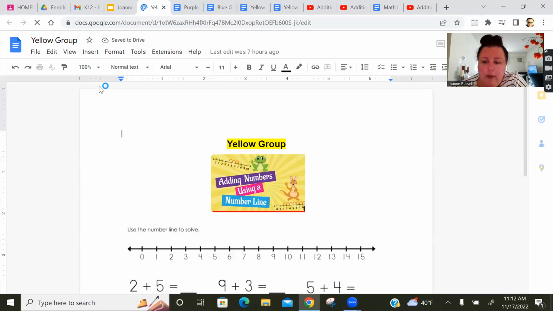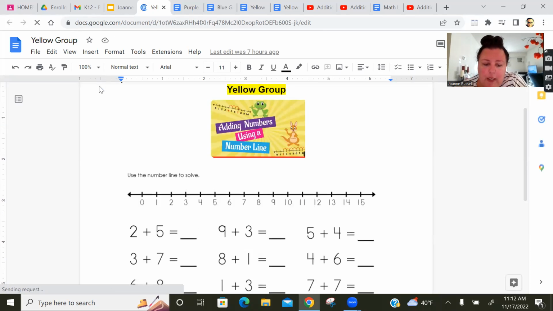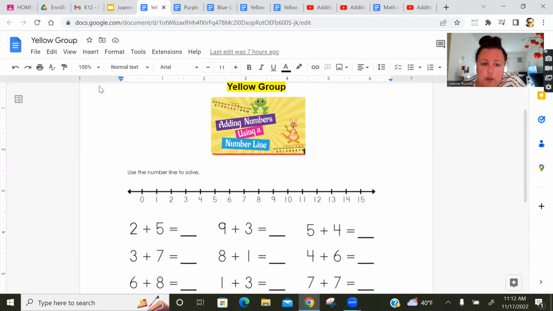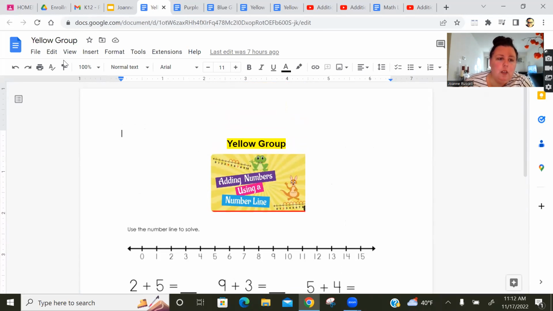So here we have, as it's downloading, the video that's linked at the top of this page. And then we have the number line for them to use, and we only have a few problems for them to do so that they're not feeling overwhelmed. And if they're able to complete this, then I will encourage them to do a few more things. But this is what I'm going to be asking the not proficient group to do.